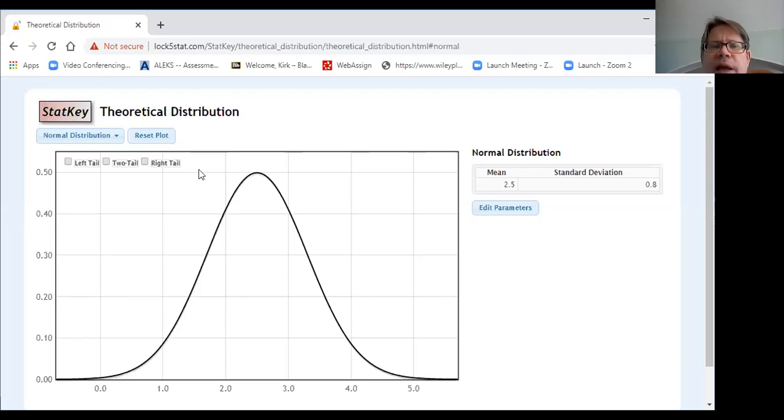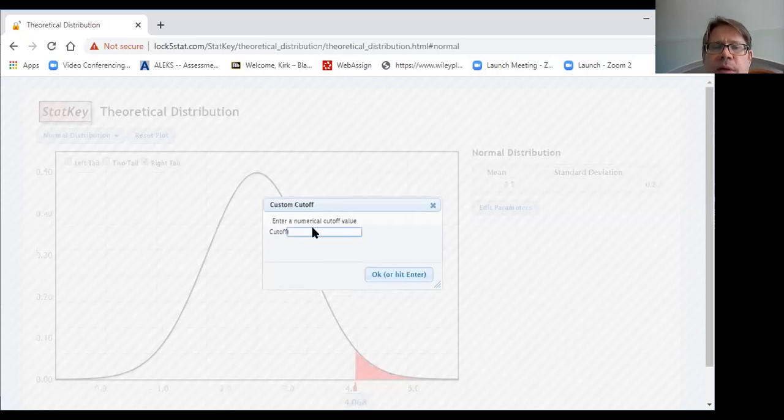Now let's look for a p-value. Remember, this is a right-tailed test. So I'm going to click on right tail. And then I'm going to change my cutoff value here on the bottom to be the number 4. Because remember, that was our x bar. Our x bar was 4.